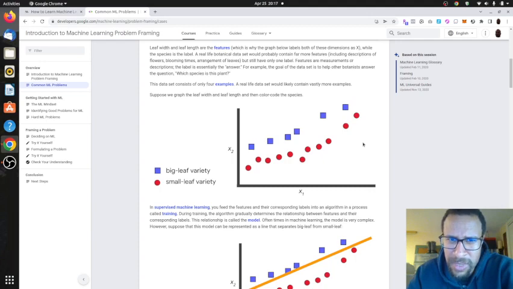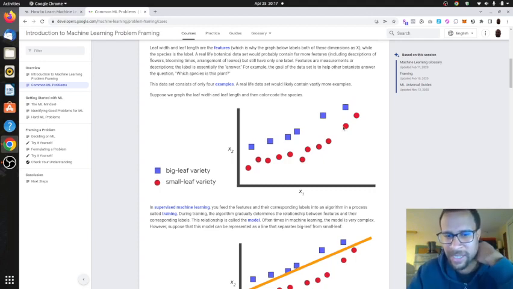A real life botanical data set would probably contain far more features, including descriptions of flowers, blooming times, arrangements, but still only have one label. Features are measurements or descriptions. The label is essentially the answer. For example, the goal of the data set is to help other botanists answer the question, which species is this plant? This data set consists of only 4 examples. A real-life data set would likely contain vastly more examples.